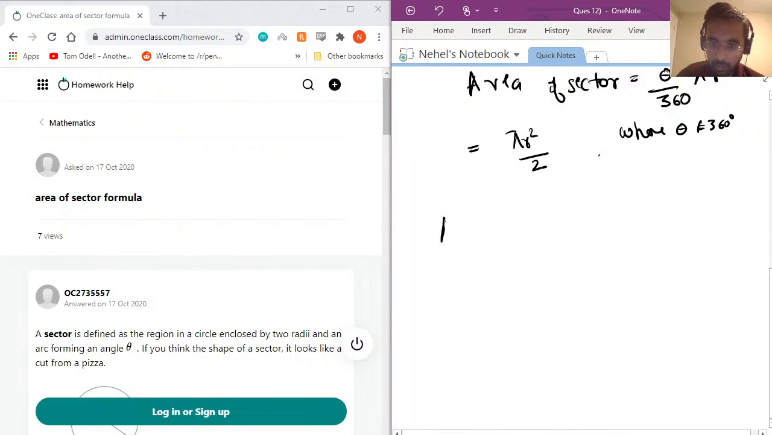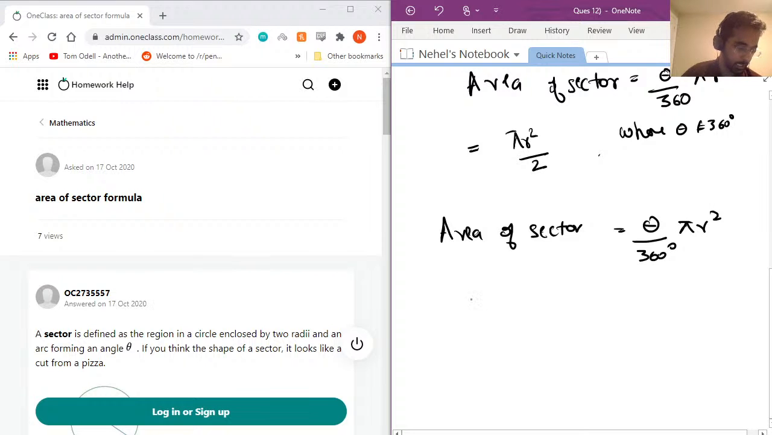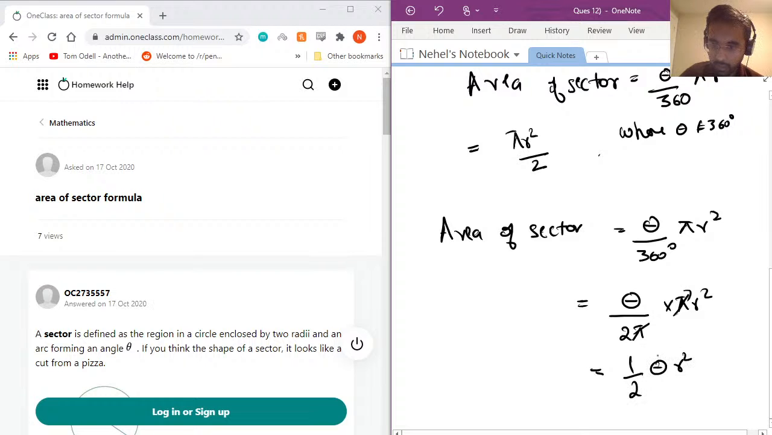So to conclude, area of sector is equal to theta over 360 degrees times pi r square. And if I want to write it in terms of radians, I know that 360 degrees is nothing but 2 pi radians. So over 2 pi times pi r square, and then the pi's cancel out, is nothing but half theta r square, where theta is in radians.